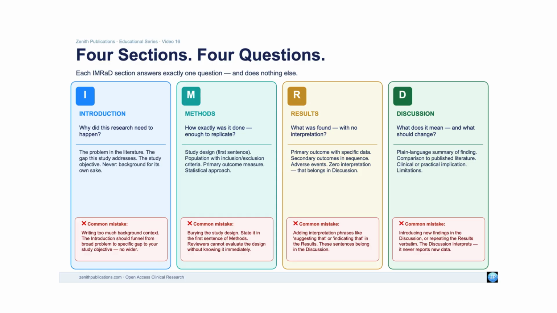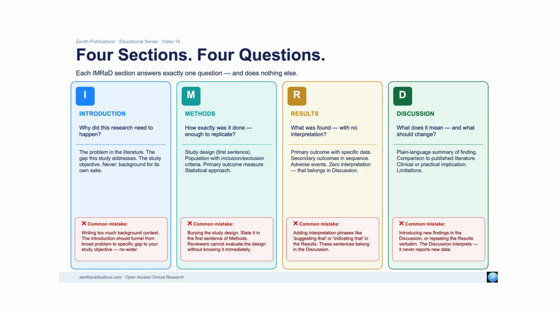The results section answers, what was found, with no interpretation. Primary outcome with specific numbers. Secondary outcomes in sequence. Any adverse or unexpected findings, never omitted. And the discussion answers, what does it mean, and what should change? A plain language summary, comparison to published literature, the clinical implication, and the limitations.